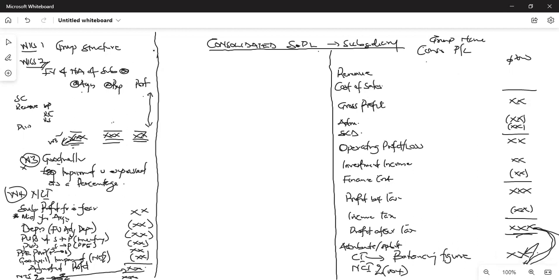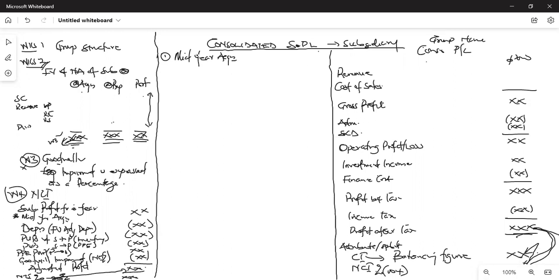So straight away, let's look at those 8 adjustments. Number 1 is intra-group trading. But let me actually start from a mid-year acquisition. So let me start with mid-year acquisition.